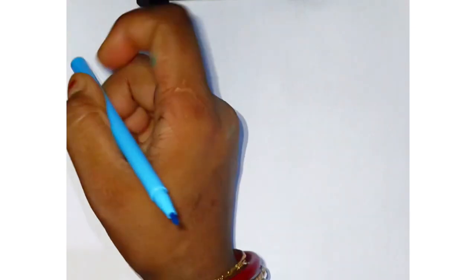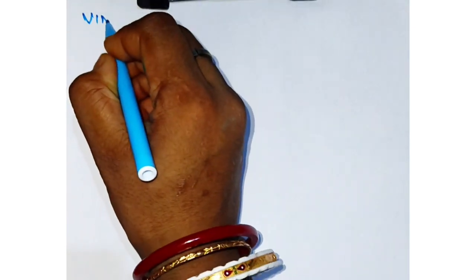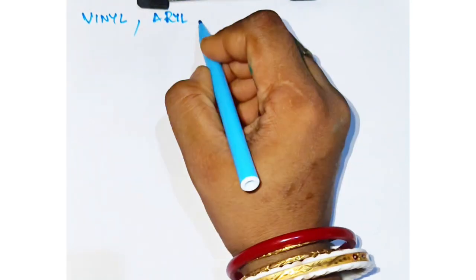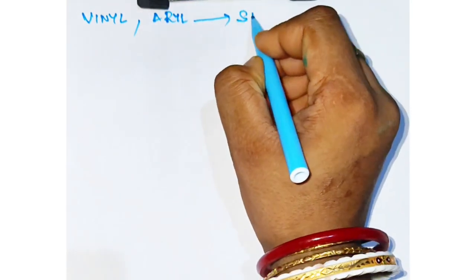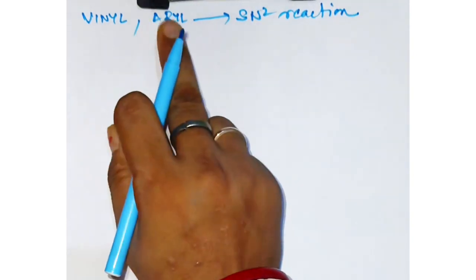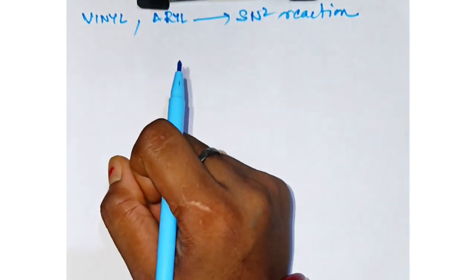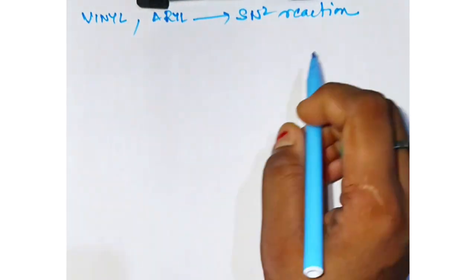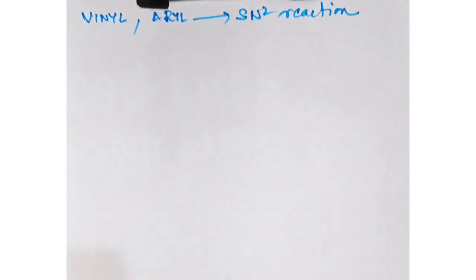Again, there is an exception, like vinyl and aryl. These are very rarely going for SN2 reaction. Why? Because their carbocation is more stable. So these will go for more SN1, not SN2 reaction. So they are very much less reactive towards SN2 reactions.